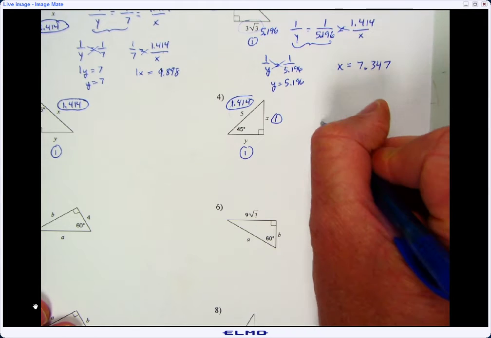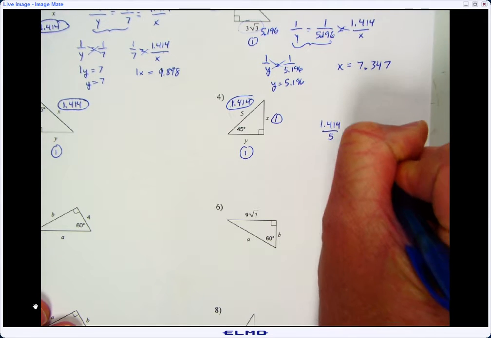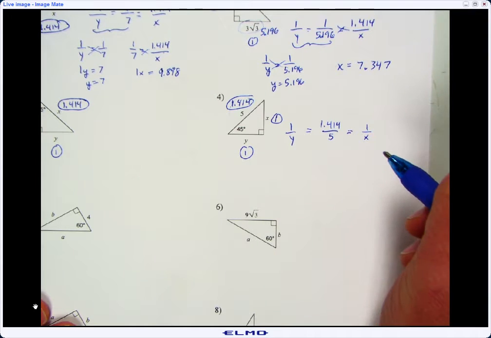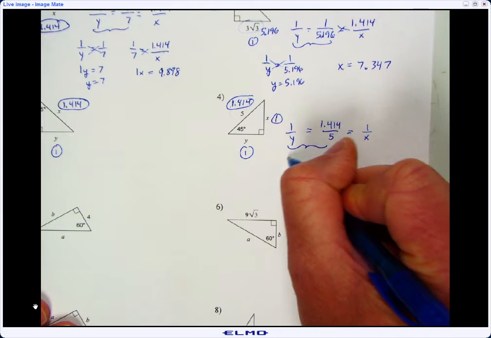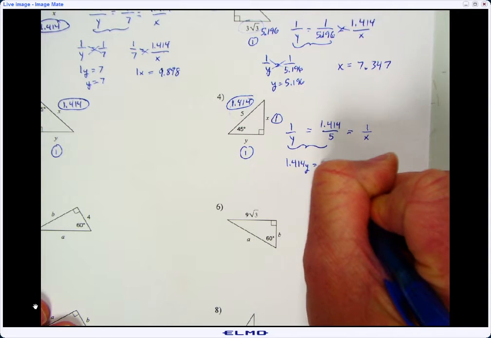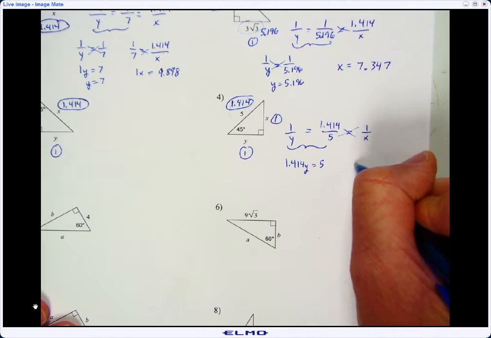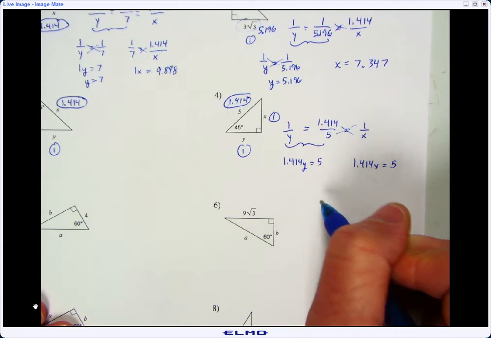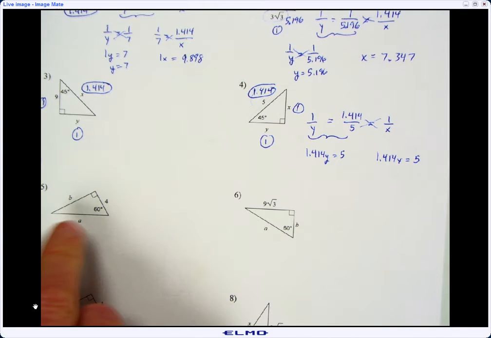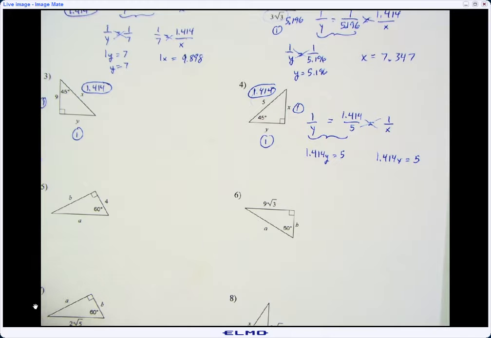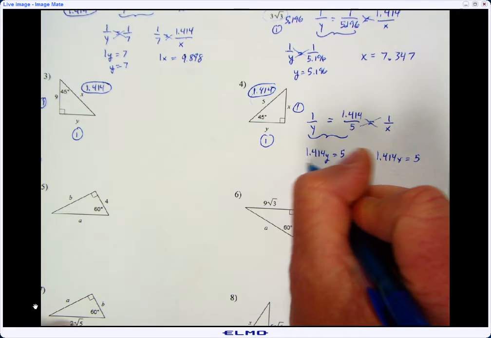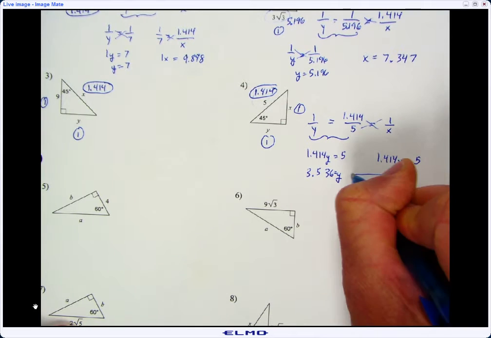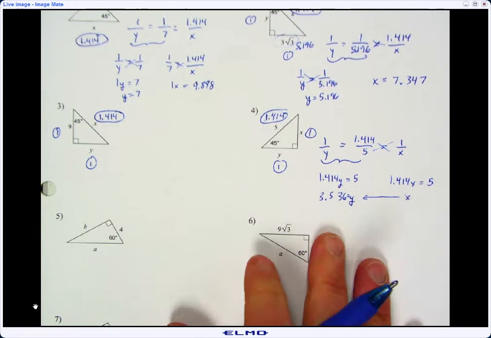Start with the side you know. Put that in the middle. And then we have 1 over x and 1 over y. So when I go to cross multiply here, I get 1.414y equals 5. And I go to cross multiply here, I get 1.414x equals 5. And we know y and x are the same because it's an isosceles right triangle, but you have to divide to solve. So 5 divided by 1.414, 3.536. And that means x is also that because they're both the same size. So that's 45, 45, 90.